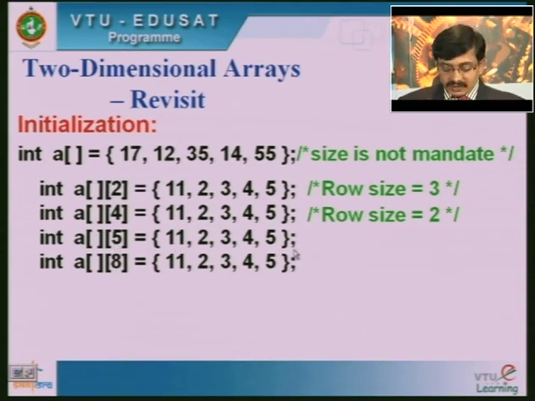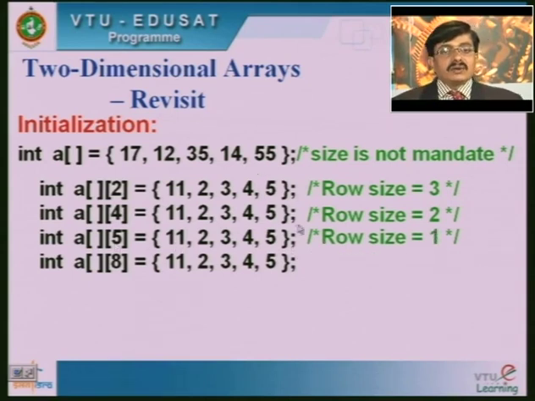So, here the row size will be taken as 1. The row size must be a non-zero integer value, and also the column size should be a non-zero integer value. The size of an array cannot be 0. Now, in this particular case, I am mentioning the column size as 8, but the number of elements I am providing is only 5.